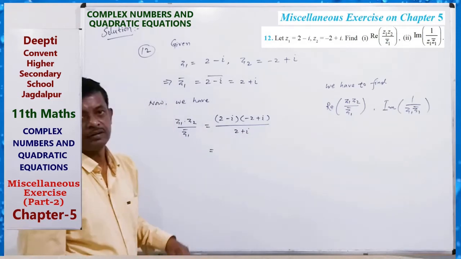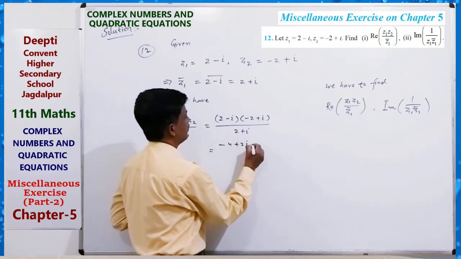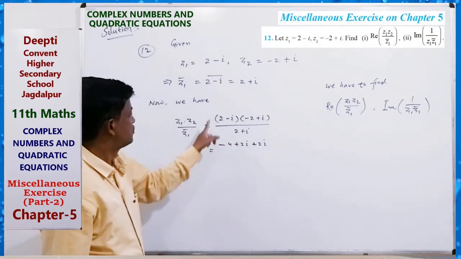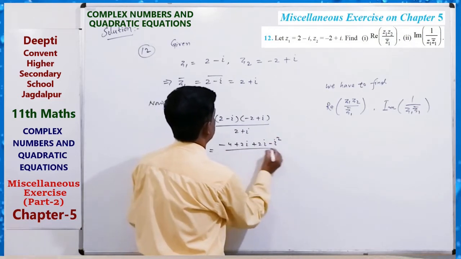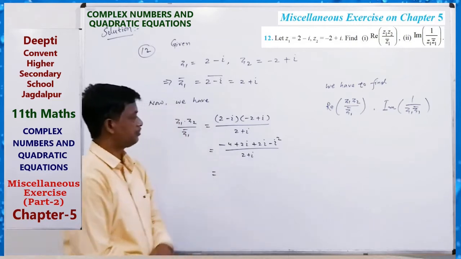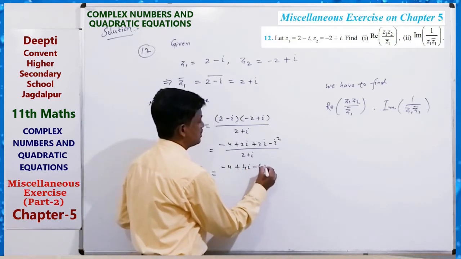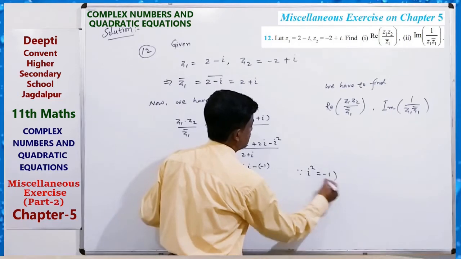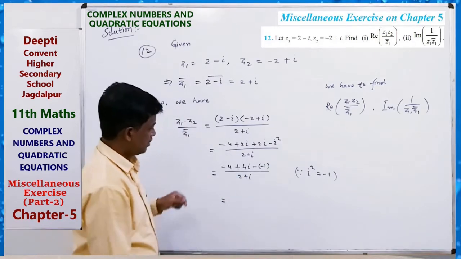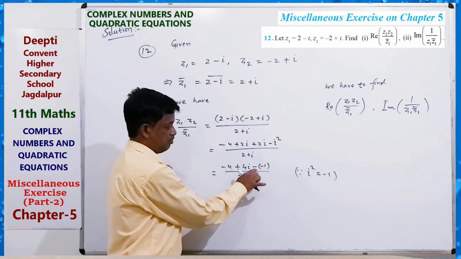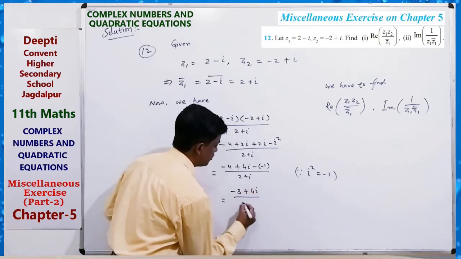So here by multiplying it we can get minus 4 plus 2i plus 2i minus i square upon 2 plus i. So this is equals to what? We see minus 4 plus 4i minus minus 1, since i square equals to minus 1 here. So this is over 2 plus i, and we can write minus 4 plus 1, minus 3. So minus 3 plus 4i upon 2 plus i.